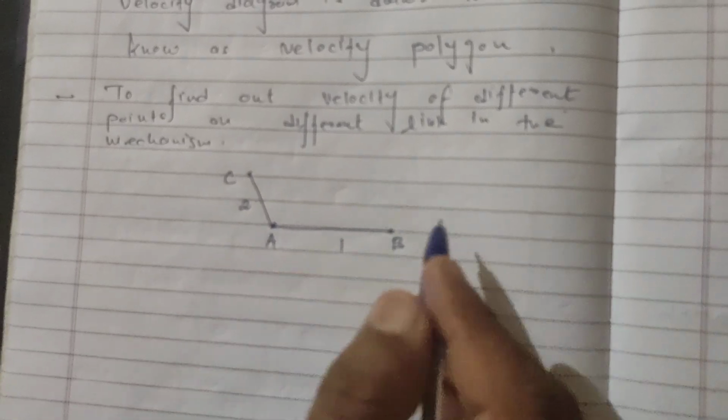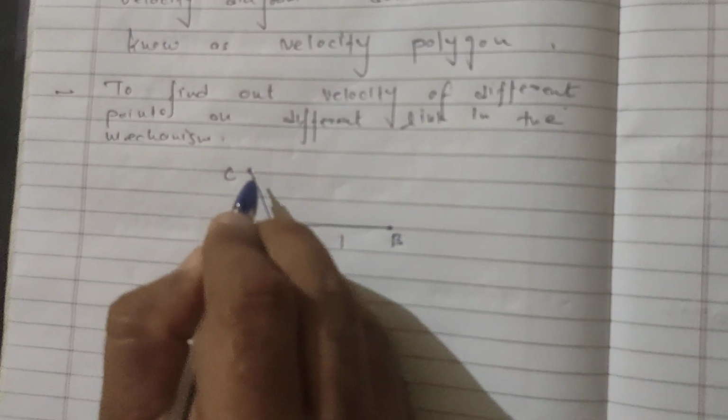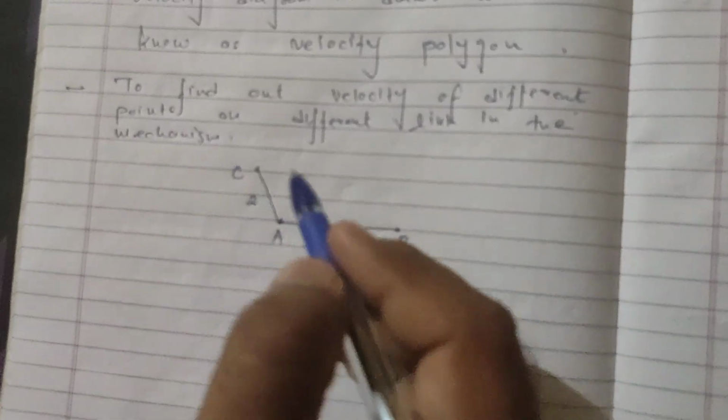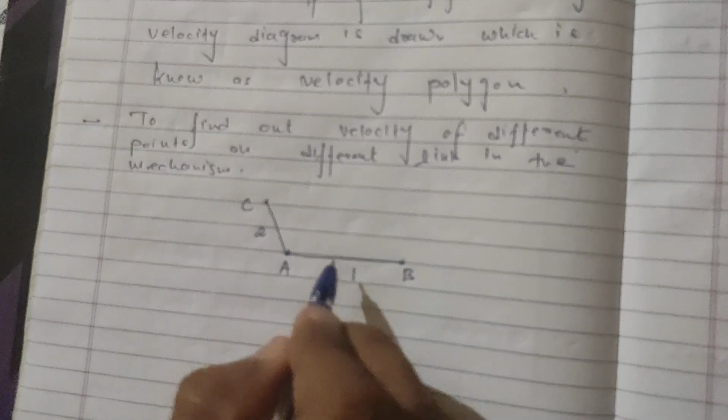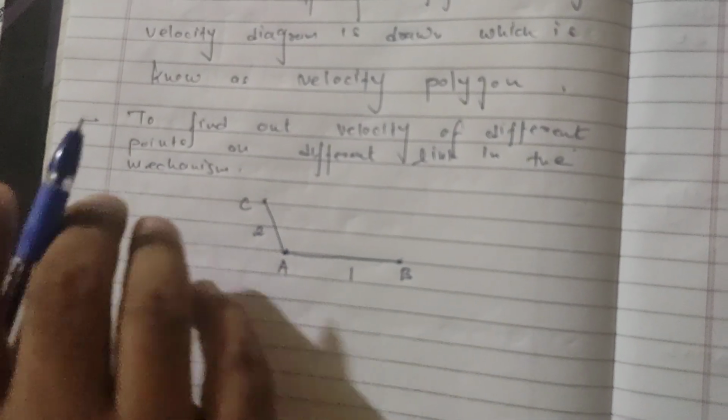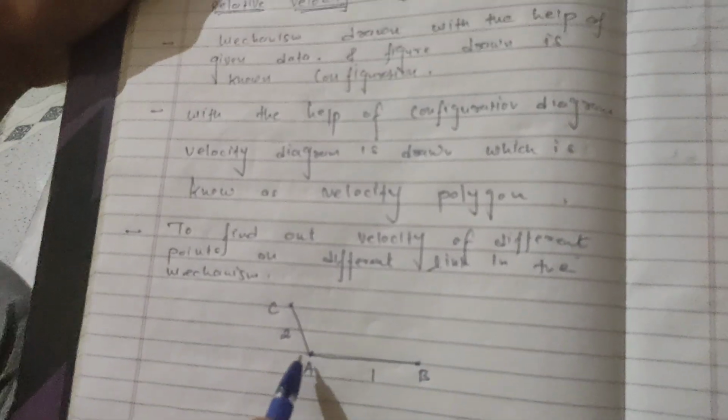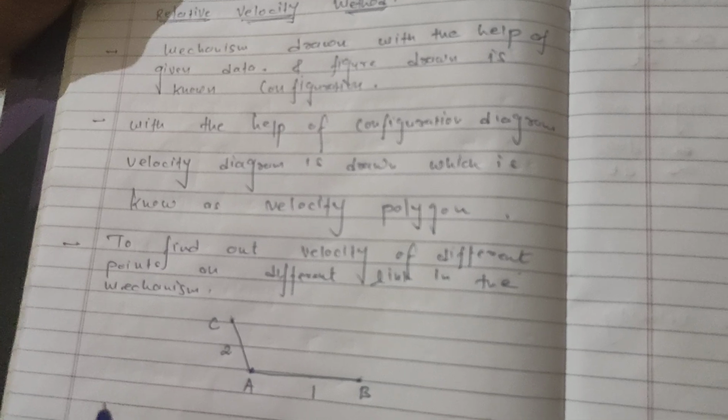To find out the velocity of A, B, C, we can say it is at different points on different links: different points means 1 point, 2 points, 3 points, and different links means 1 and 2. So to find out the velocity at different points and different links, this is useful. Okay, so for the relative velocity method, first we have to find out the relative velocity method for a straight line.